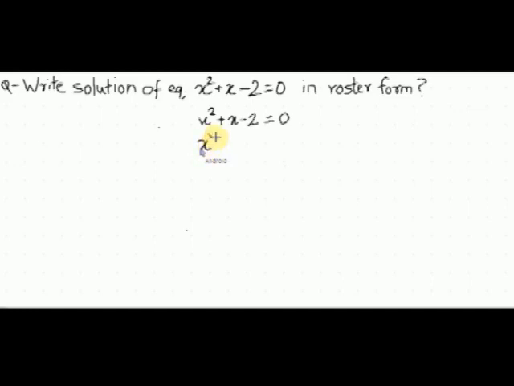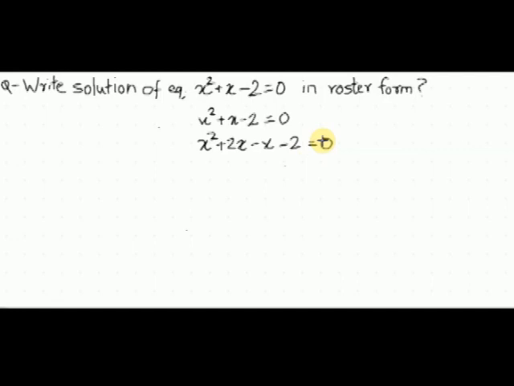x square plus 2x minus x minus 2 equals to 0. Is that right?